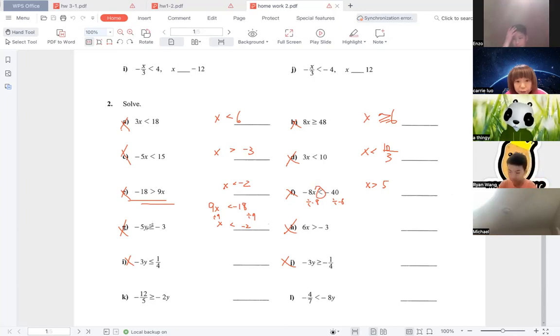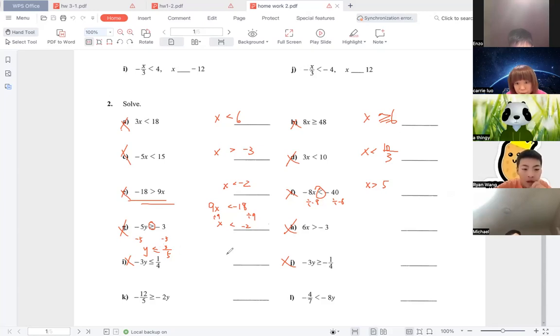Okay, next one. -5y is bigger than or equals to -3, Ryan. I kind of did the top few. I didn't really get the bottom. Yeah, you divide it by -5. So -5y divided by -5 equals y, right? So -3 divided by -5 equals +3/5, right? But because you divided by a negative number, it's smaller than or equals, you switch it. Okay. Get it? So every time, you just switch it.